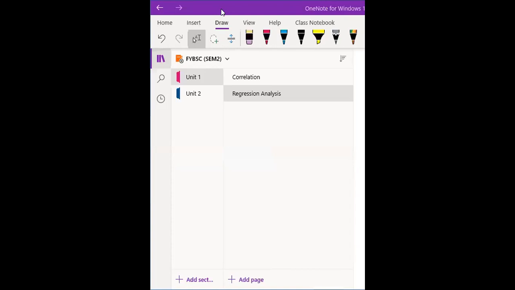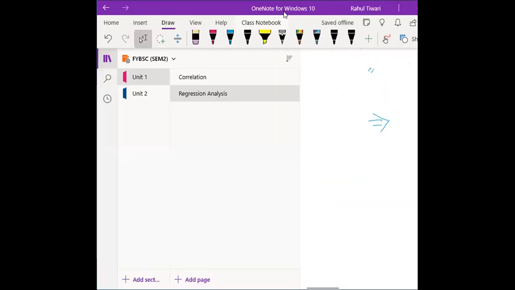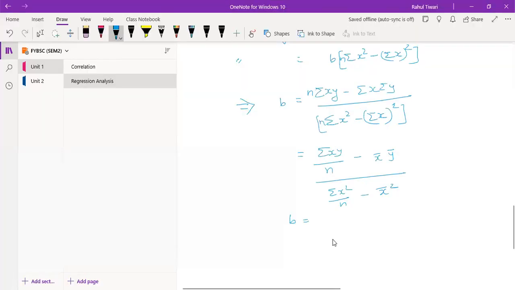So, your numerator is nothing but, let me see the chat box. Yeah, exactly. So at least 3-4 responses. So your numerator is a covariance. It's a covariance between x and y, and the denominator becomes the variance of x. Try to understand, students. Try to understand these concepts. Are you getting my point? So this is the value of b.